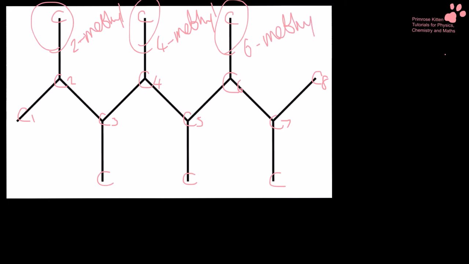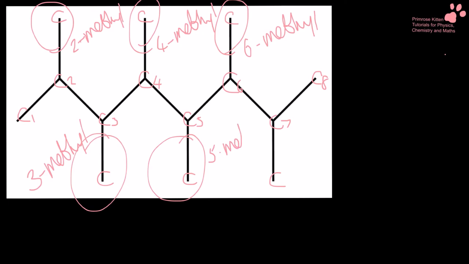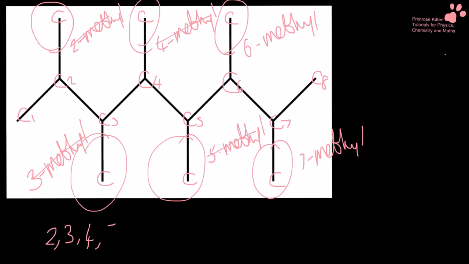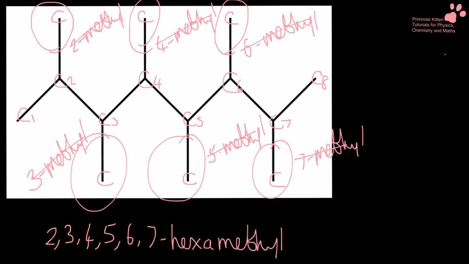2-methyl, 4-methyl, 6-methyl, 3-methyl, 5-methyl, 7-methyl. So that is 2. I'll just cross these off once I'm done. 3, 4, 5, 6, 7, and 1, 2, 3, 4, 5, 6: hexa methyl octane.